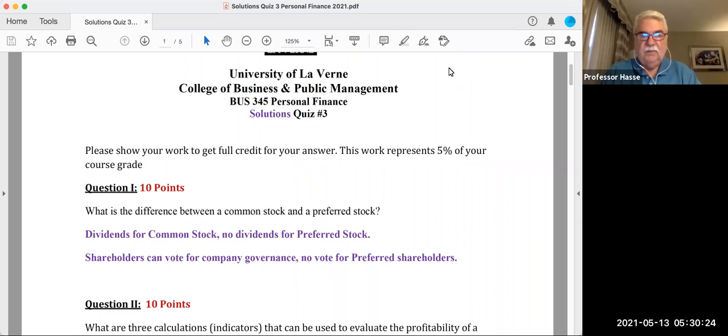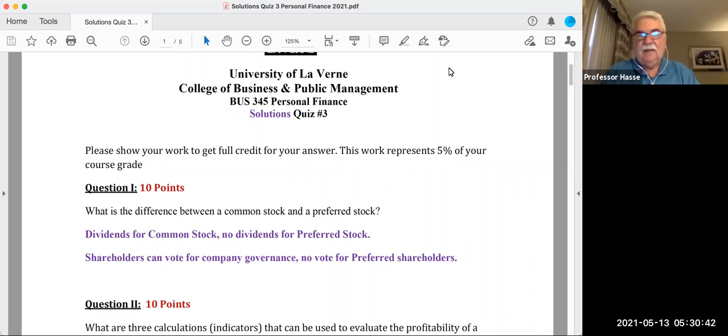Our quiz was on the subject of the most recent chapters dealing with investments. And I was looking for some definitions and some calculations and some interpretations of that work. The first question was, what is the difference between common stock and preferred stock?